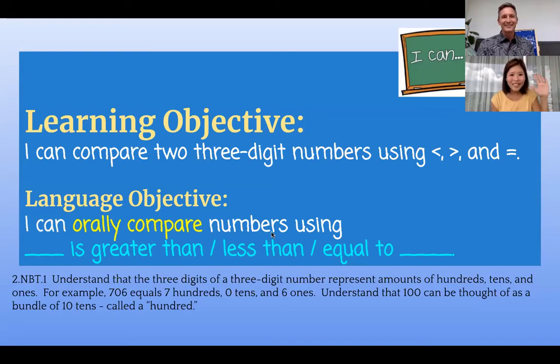Good morning, mathematicians. Your learning objective today is: I can compare two three-digit numbers using the symbols greater than, less than, and equal to. Your language objective is: I can orally compare numbers using "blank is greater than, less than, and equal to blank." Here we go.